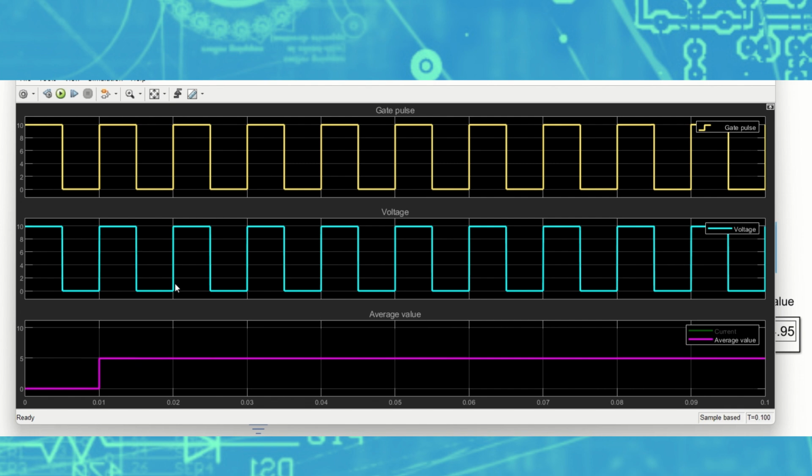So output is a 5 volt. Let me also tell you that this is not the correct form of output voltage pattern to be taken by any load, because loads are not suitable for this kind of waveform. They need a more smoothened, more conditioned waveform, right?